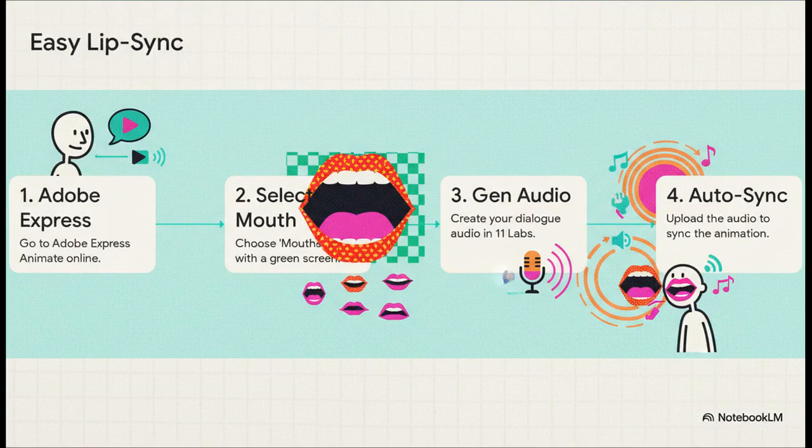Okay, next up, lip syncing. This used to be a total nightmare, but now it's unbelievably simple. Just head over to Adobe Express Animate. In the category dropdown, make sure you pick Mouths Only and select a green screen background. Then, you hop over to an audio tool like ElevenLabs to generate your character's dialogue, and finally, you just upload that audio file back into Adobe. It literally does all the work for you.